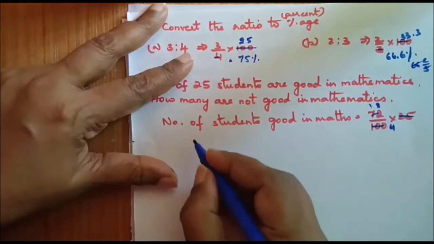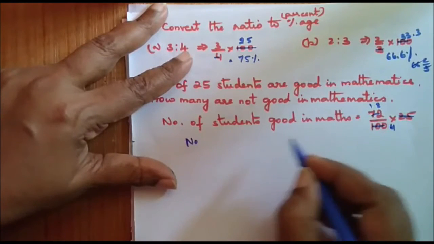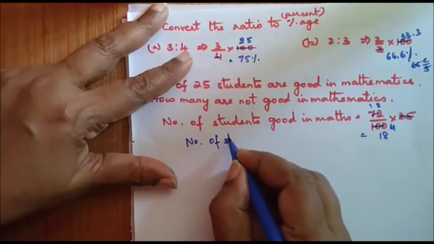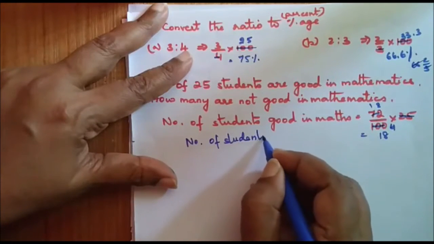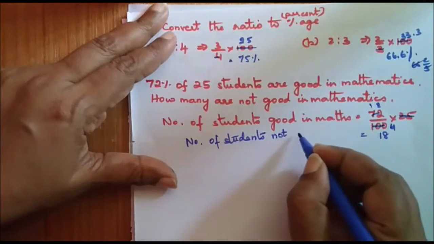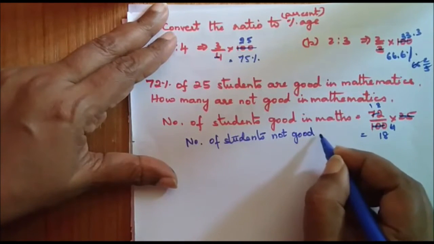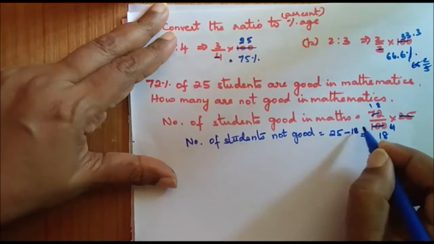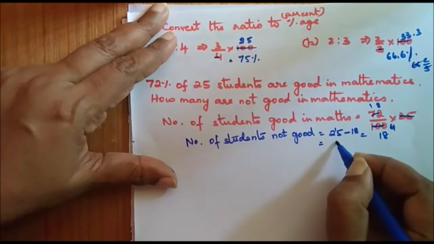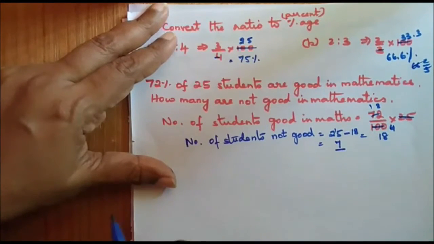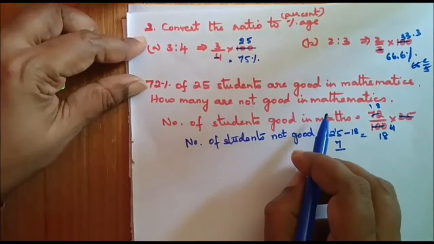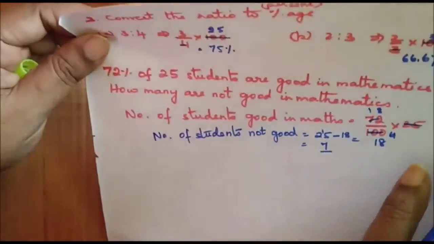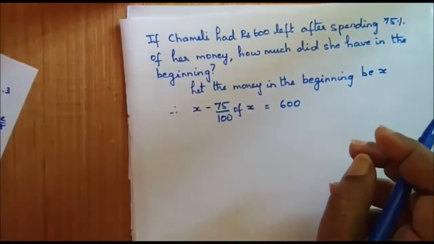32, it is 18. So the number of students good in maths is equal to 18. Therefore, the number of students not good in maths is equal to 25 minus 18, which is equal to 7. Okay, I hope you got it. So how many students are not good in mathematics? 7 students are not good in mathematics. Okay, I hope all of you got this.